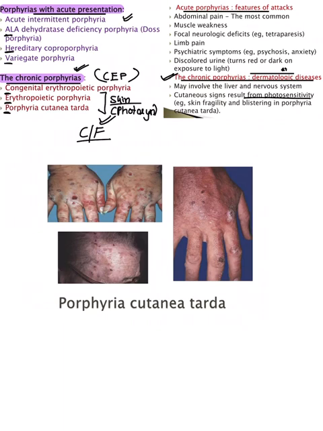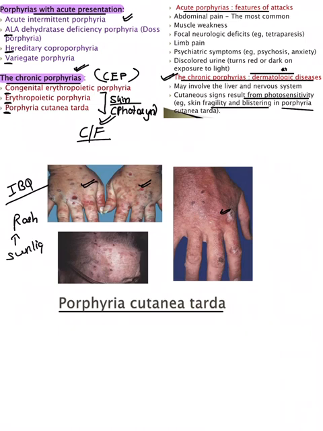Cutaneous signs result from photosensitivity, that is skin fragility, guys. You can see the multiple blistering disorder in porphyria cutanea tarda. If you are shown an image, this can be asked as an image based question, where they show a patient having porphyria and the rash gets exacerbated by sunlight, because it is a cutaneous manifestation.